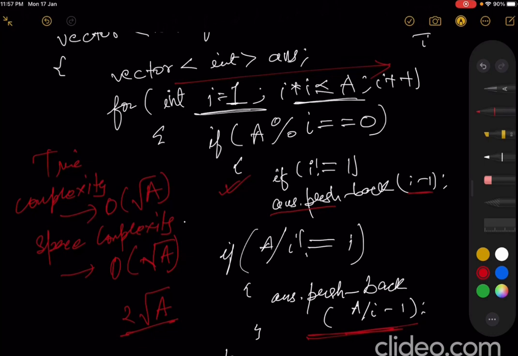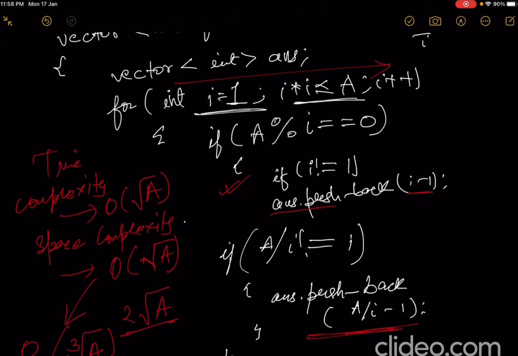Okay, although there exist some tighter constants on the space complexity, because you are only pushing the factors of a. The number of elements pushed in your answer is basically equal to the total number of factors of a minus 1, because we are excluding 1, and there is a tighter bound on the number of factors, which is the cubic root of a. So this is a tighter bound on the space complexity, that it is order of cubic root of a. Okay, so I hope it's clear to you, right?